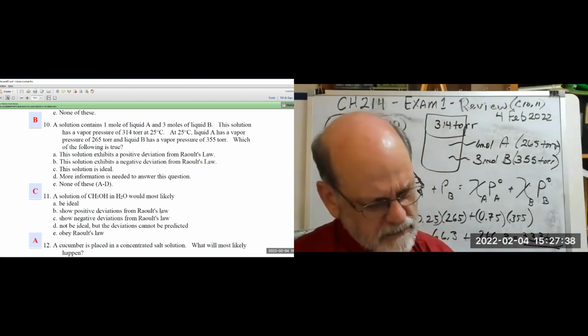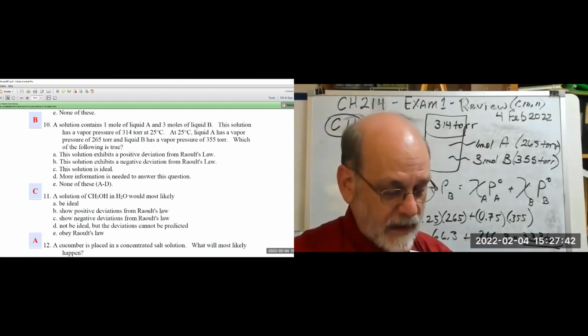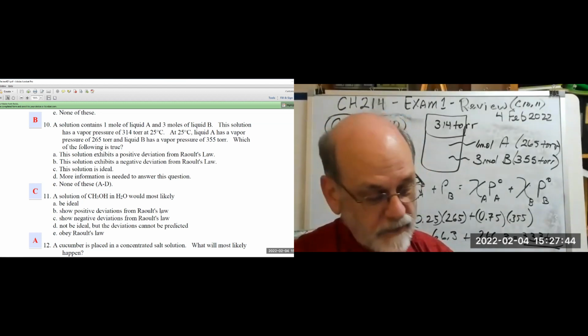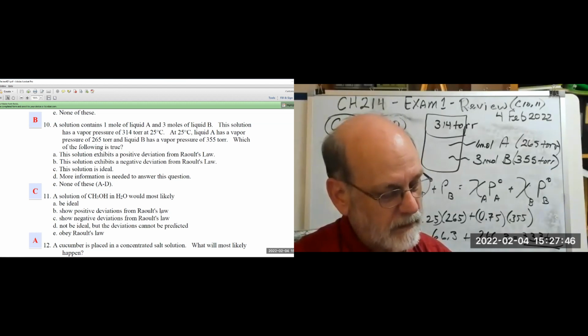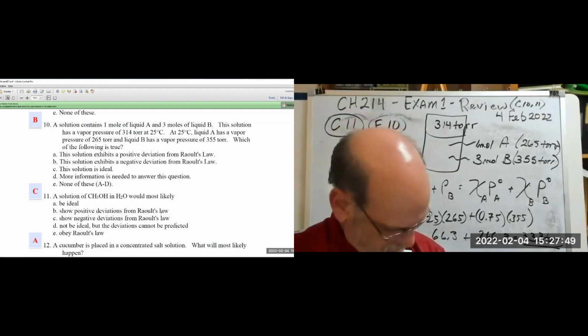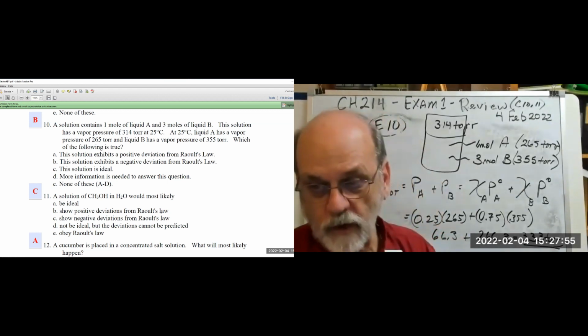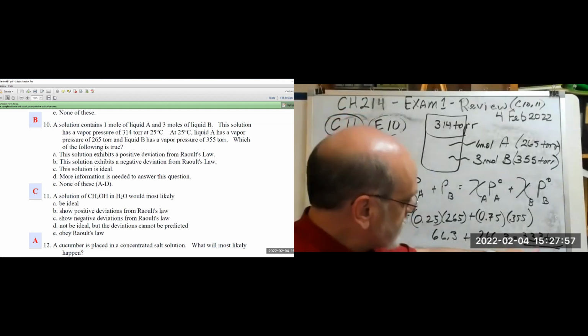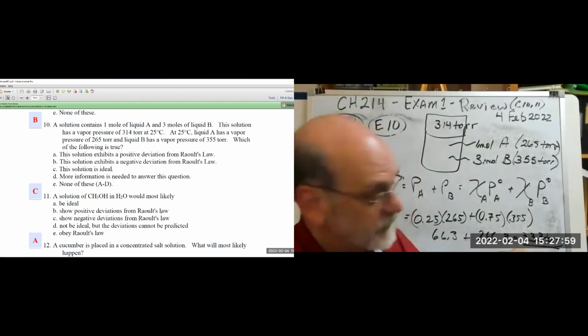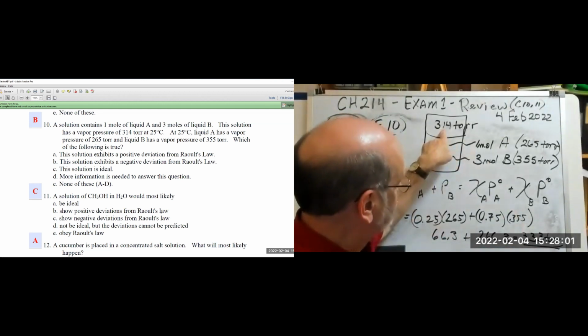Actually, oh, I worked this problem wrong in the worked problems. That needs to be repaired. This is the way to work the problem. This is the expected, right? And this is what you actually got.